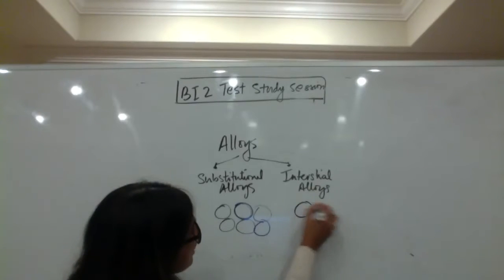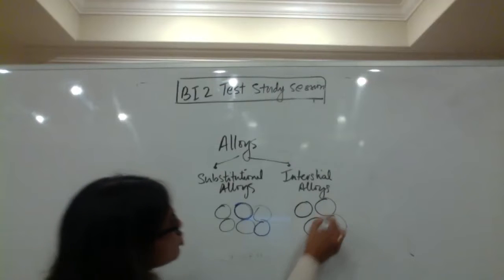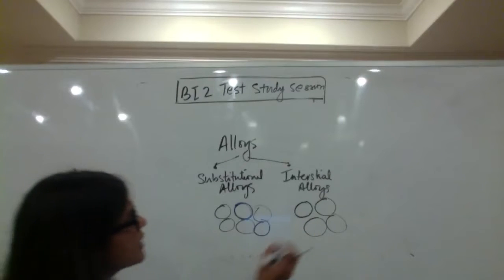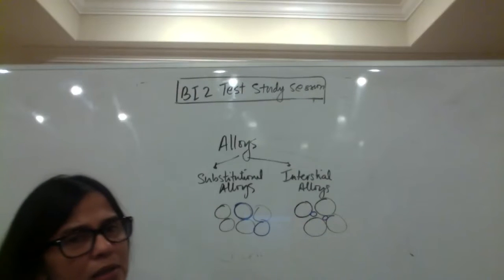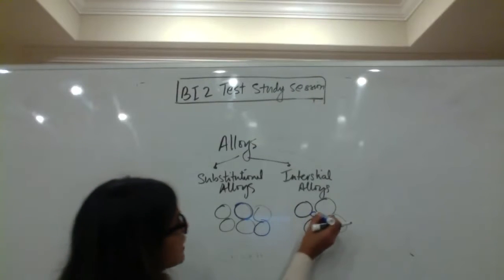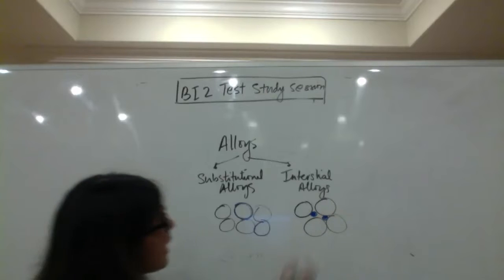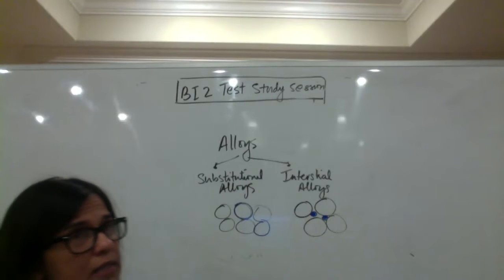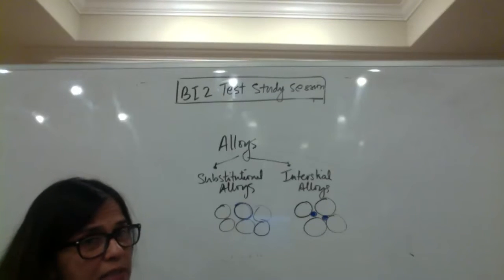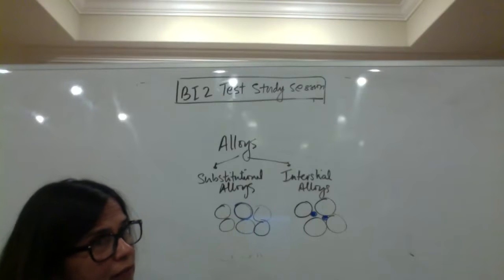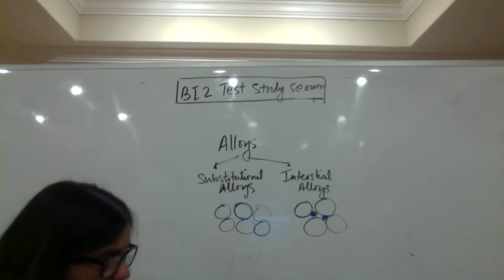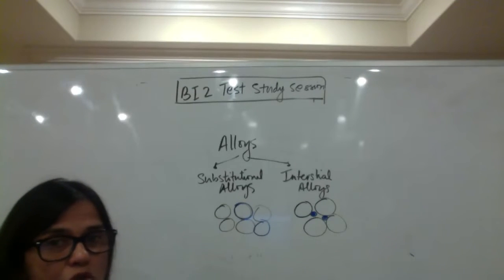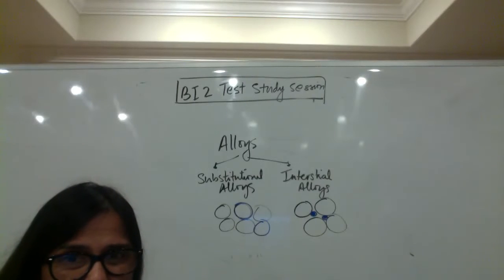But interstitial alloys are formed when the two combining metals have sizable difference between their atomic radii, and the smaller metal atoms kind of go and sit in between. And because they go and sit in the interstitial spaces, they restrict the movement of atoms and make the alloy more rigid. So interstitial alloys will tend to be more rigid than substitutional alloys.